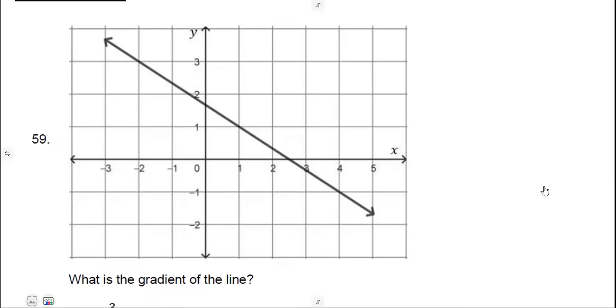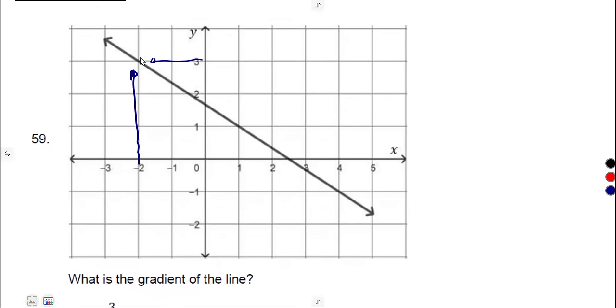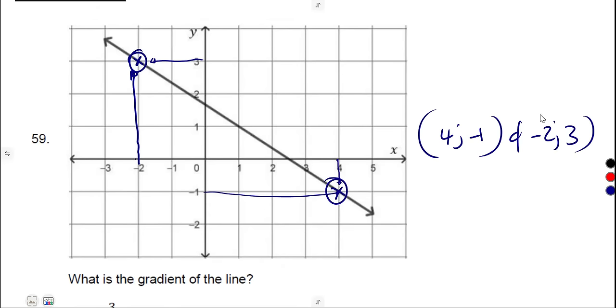What is the gradient of the line? All right, for the gradient of the line, you can just look for two visible points like this one. X is -2, y is 3. Here, it's a visible point. X is 4, y is -1. It's a visible point that we can use. So you can use that. 4, -1 is a point, and -2, 3. Use visible points, not a condition where you have to imagine, is this a 3? Use visible points.